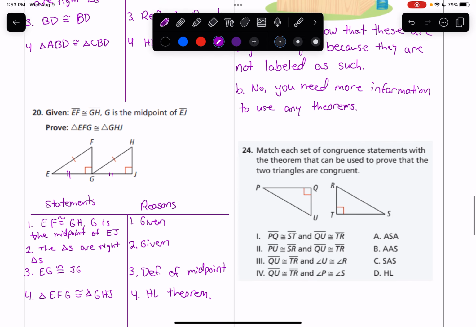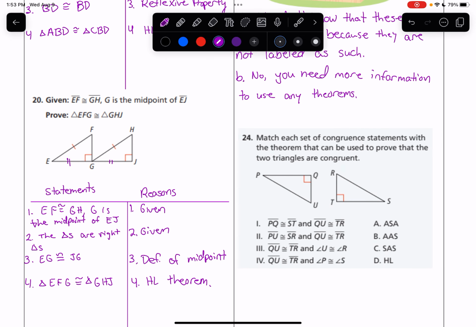Number 24, match each set of congruent statements with a theorem that can be used to prove that the triangles are congruent. So once again, we are looking at what do the pieces of information give us here? So let's do some drawing and erasing. So PQ, ST, QU, TR, sorry. So that gives us side angle side pretty clearly. So one is C. Then we can erase what we've got here.